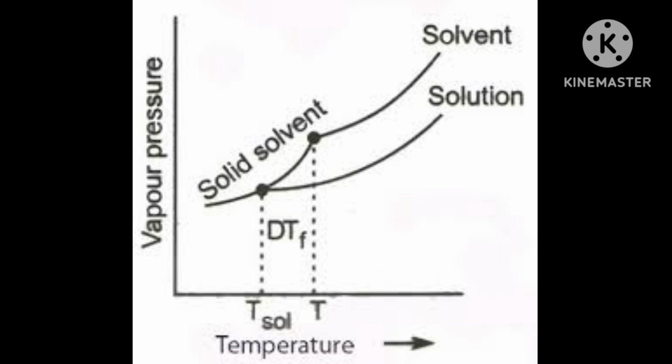You know that the vapor pressure of the solution will be less. This is the only reason you write the solution down, because the y-axis is vapor pressure and the x-axis is temperature. You write the solution down because its vapor pressure will be less, and the solvent up because the pure solvent's vapor pressure will be more. That's why the solvent line is written up, and the solution line, roughly parallel, will be down.